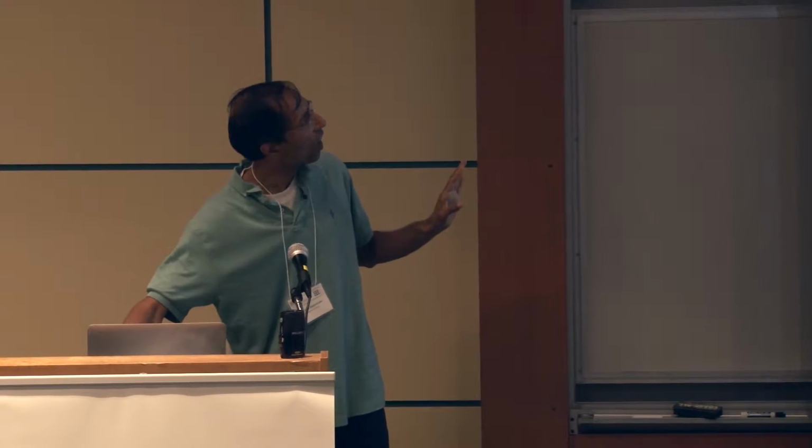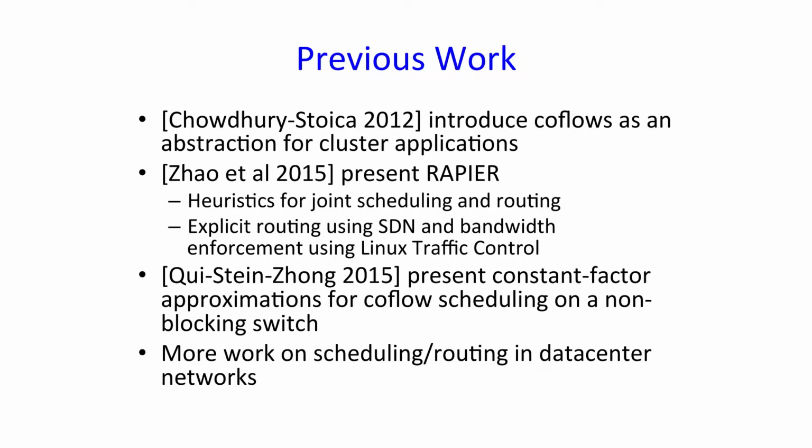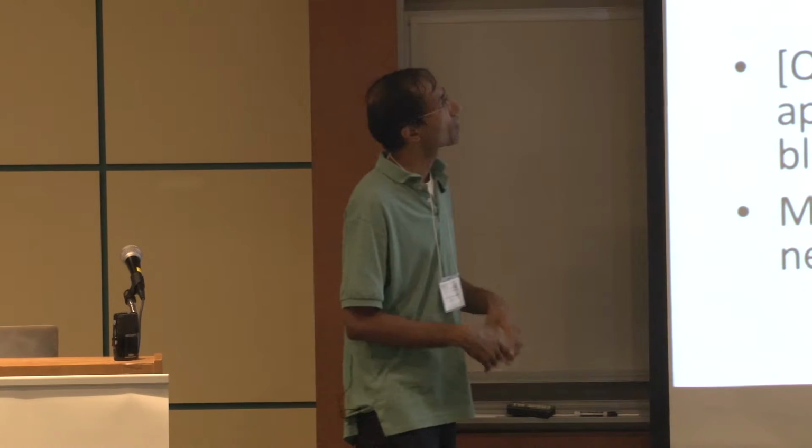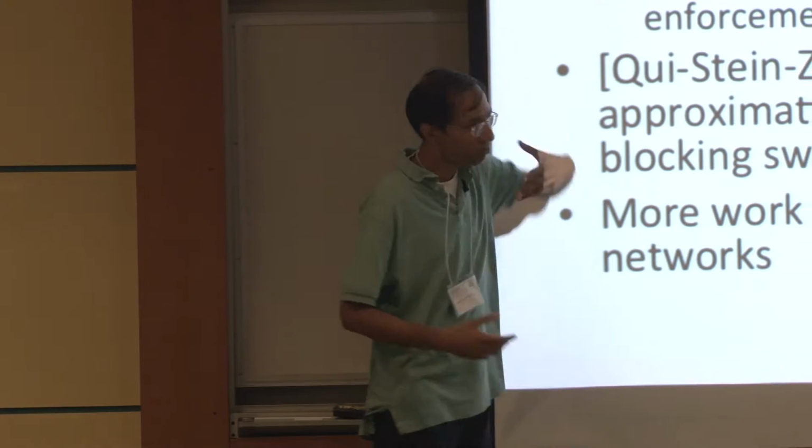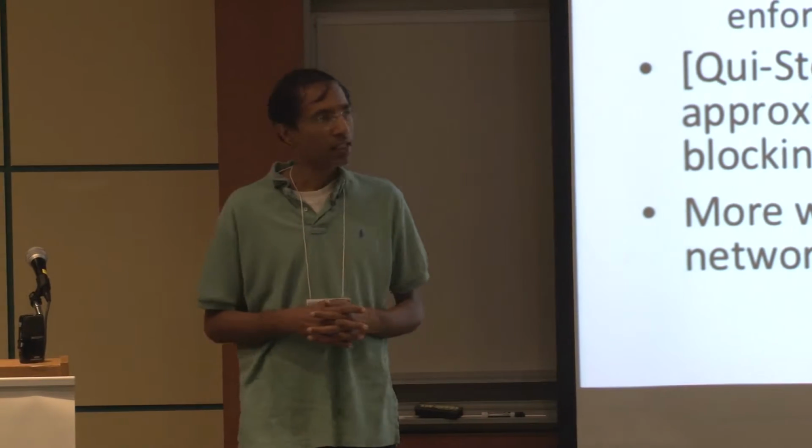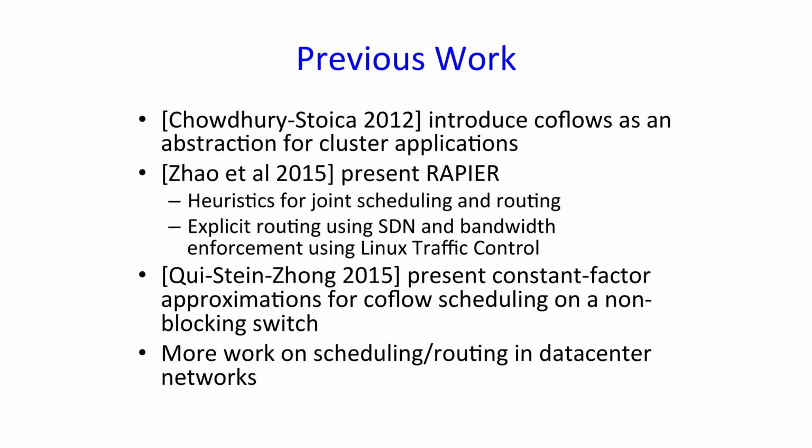So in this talk, for the most part, we're going to look at circuit-based coflows. This is not a new model. I think the term was perhaps introduced first by Chowdhury and Stoica in 2012, introducing coflows as an abstraction for cluster applications. Perhaps the first serious look at the algorithmic problems here was done by Zhao et al. in an Infocom paper, and they developed a testbed called Rapier, which uses SDN for getting explicit routing and bandwidth enforcement using Linux traffic control.